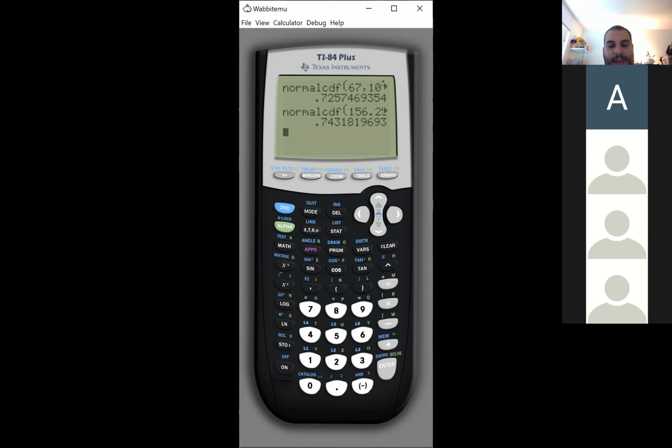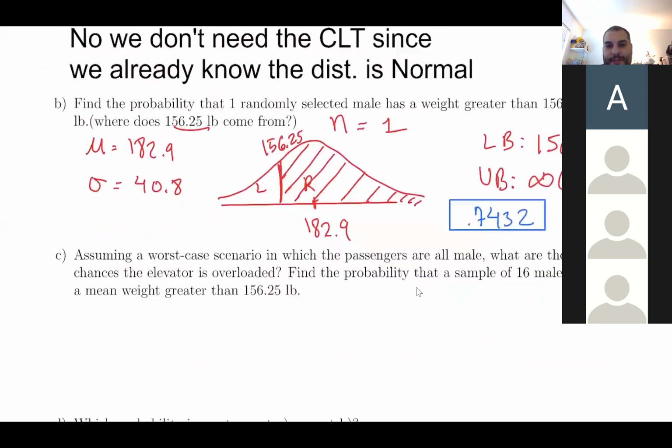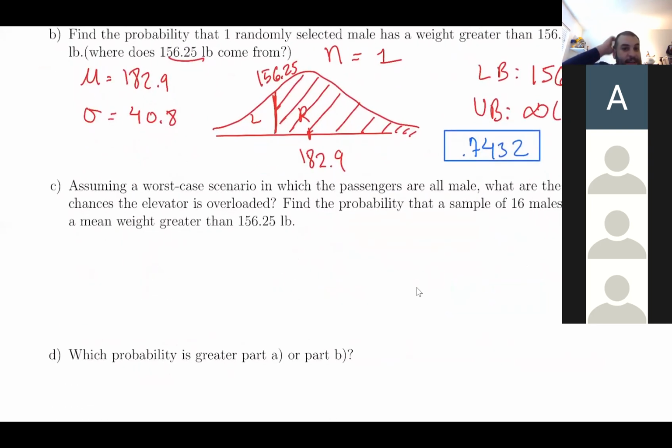So now I'm going to switch back over to the notes. All right, so hopefully everybody should be able to see the notes right now. So for part C, it says, assuming a worst case scenario in which the passengers are all male, what are the chances the elevator is overloaded? Find the probability that a sample of 16 male have a mean weight greater than 156.25. So for this one, they changed the n for us. So for this one, what is our n value?